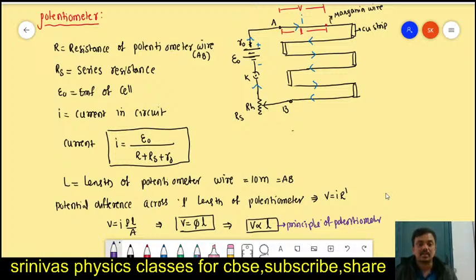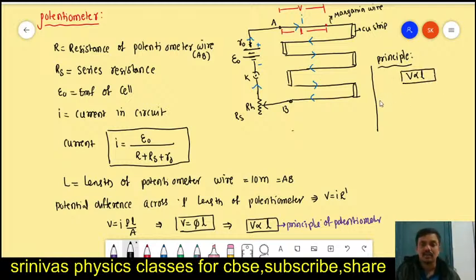In this case, here we are having phi. This phi is called the potential gradient. The principle of potentiometer, very important, is that V proportional to L, the potential difference across the potentiometer wire is directly proportional to its length. If we remove the proportionality, V is equal to phi L, where phi is called the potential gradient.